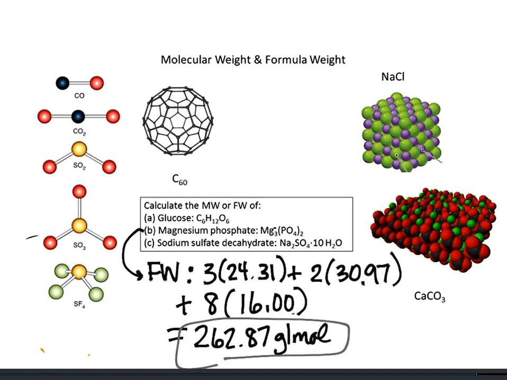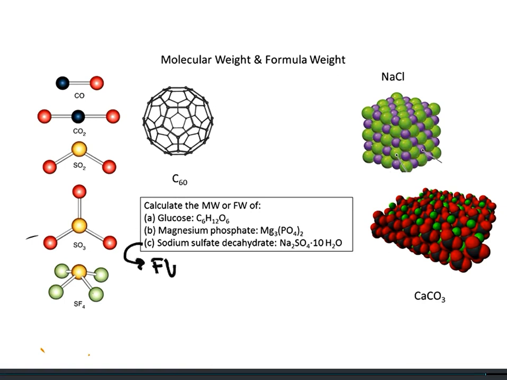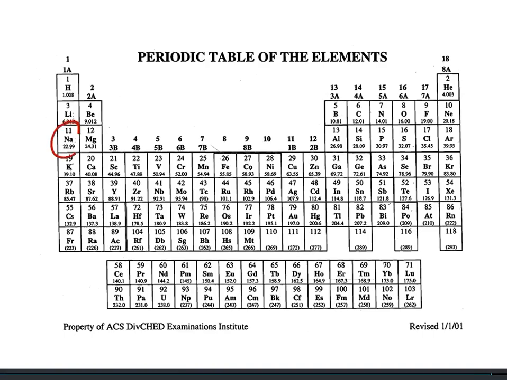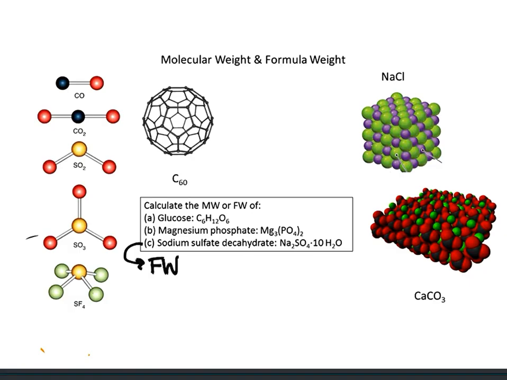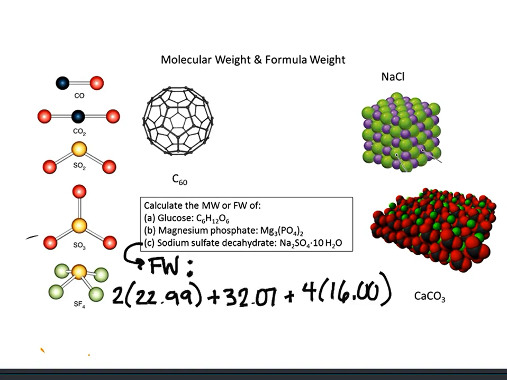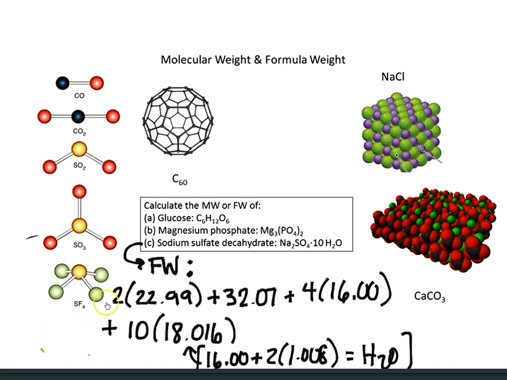Part C is going to be another formula weight because that is an ionic compound, sodium sulfate. So for the formula weight, we have sodium, sulfur, oxygen. And then this is a hydrate, so we also need water, H2O. We have 2 times 22.99, that's sodium. Sulfur, there's 1 sulfur, 32.07. There's 4 oxygens, 4 times 16. Plus we have to add in 10 water molecules that are sort of incorporated into the crystal lattice.